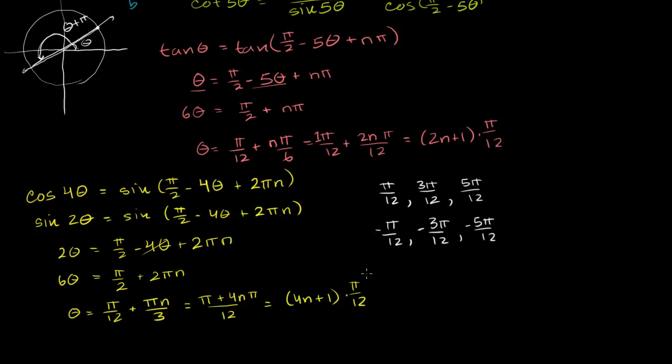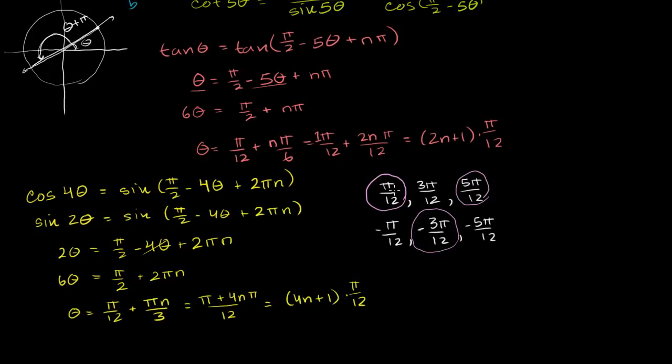Now, which of these overlap with this over here? Let's set n equal to 0. We get pi over 12. If n is equal to 1, we get 5 pi over 12. We can't set n equal to 2, because then we'll get out of our range. We'll go above pi over 2. If n is equal to negative 1, we get negative 3 pi over 12. If n is equal to negative 2, then we get negative 7 pi over 12, which is smaller than negative pi over 2, so that doesn't count.